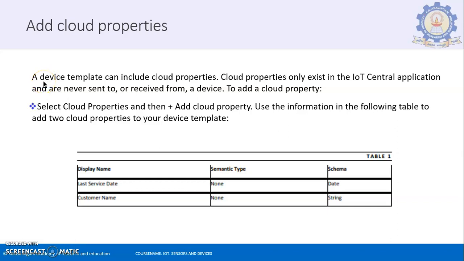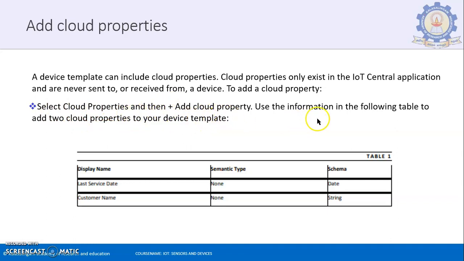Now you're going to add the cloud properties. A device template can include cloud properties. Cloud properties only exist in the IoT Central application and are never sent to or received from a device. They are only handled by the IoT Central system. To add a cloud property, select cloud properties and then select the plus add symbol.